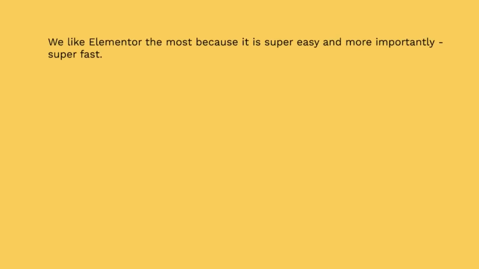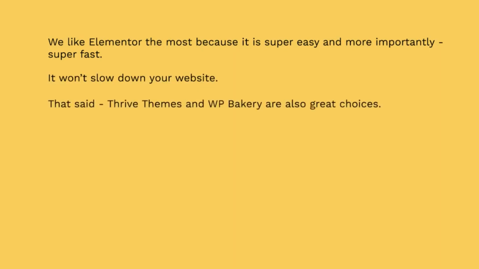We like Elementor the most because it's super easy and, more importantly, super fast. One thing to note is that as you begin to add more plugins to your WordPress site, it will actually slow things down. When we've tested things, we found that Elementor has a lot of features, but it doesn't have a lot of coding, so it runs really fast and won't slow your website down. With that said, Thrive Themes and WP Bakery are really good choices. So let's hop on over to those websites and show you these in action.